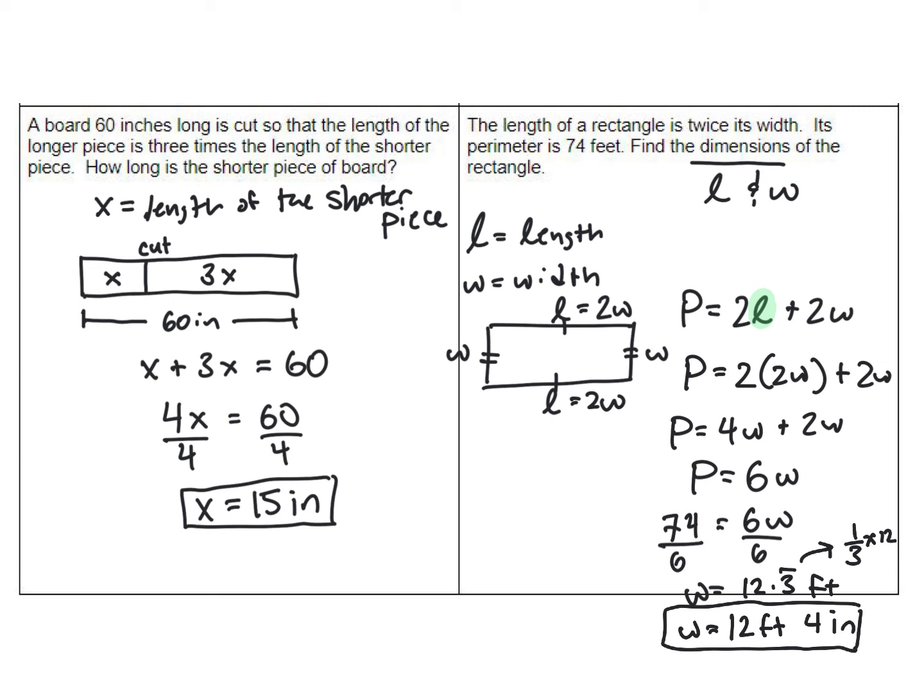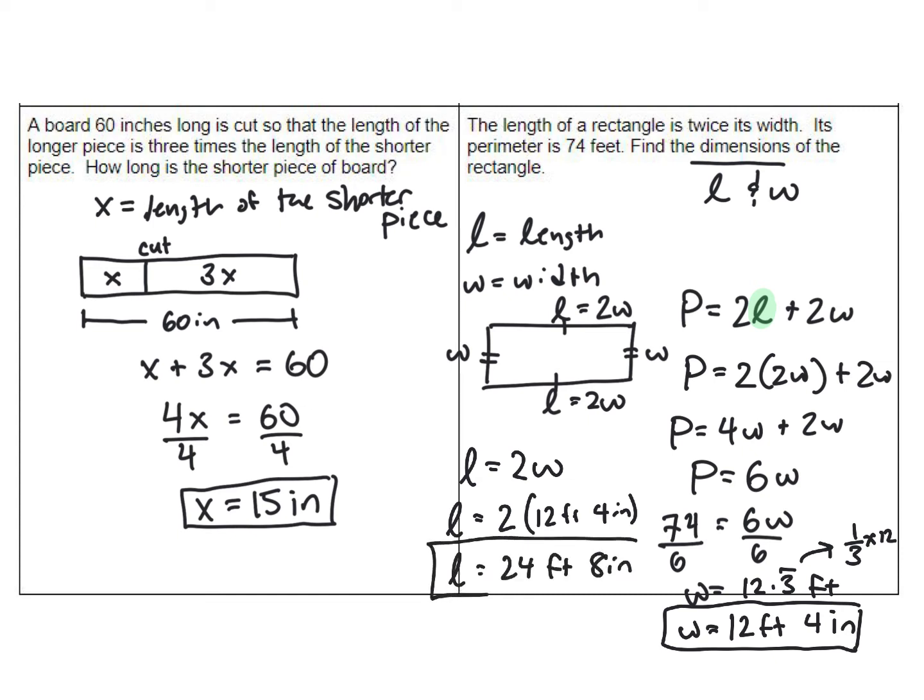Nice. And now I know my length is twice the width. So if I want to find the length, I'm going to take 2 times the width. So my length will equal 2 times 12 feet 4 inches. And that would give me a length of 24 feet 8 inches. And shebang shabop, we are done there, folks.